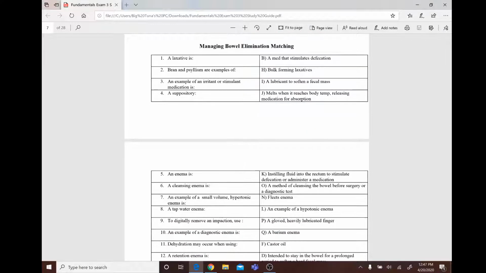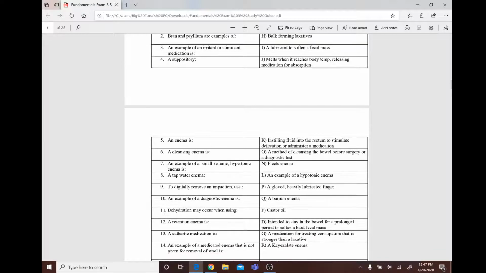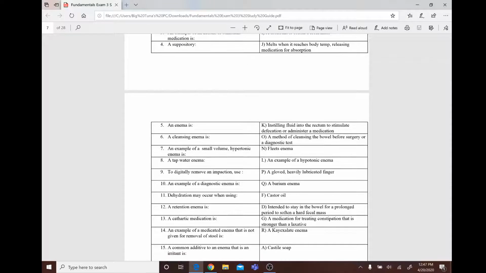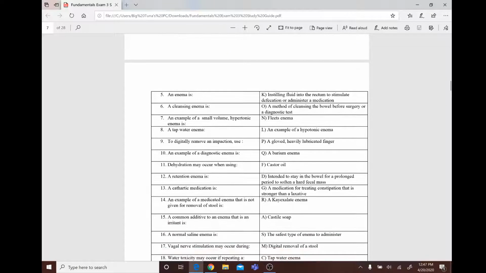What's an enema? Instilling fluid into the rectum to stimulate defecation or administer a med. It's a cleansing enema, a method of cleansing the bowel before surgery or a diagnostic test. All right, an example of a small volume hypertonic enema is what? Fleet enema. It's a tap water enema. It's a hypotonic enema. To digitally remove an impaction, use a gloved, lubricated finger.